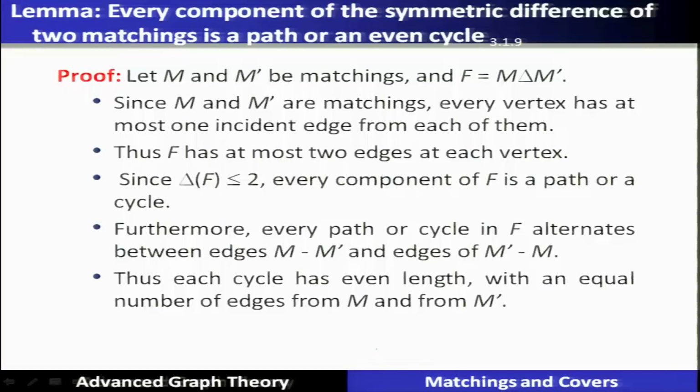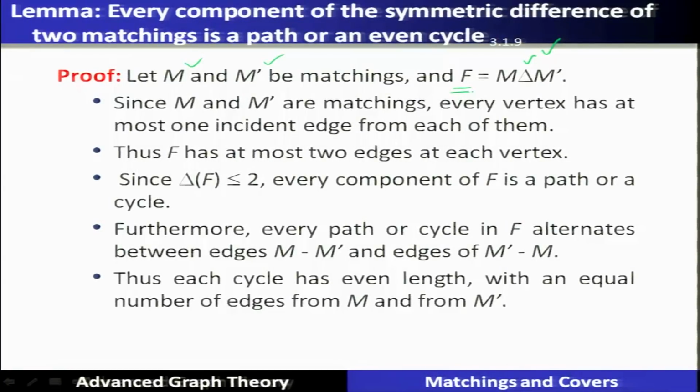Lemma: every component of a symmetric difference of two matchings is a path or an even cycle. That I have already shown you through an example. Let us see the proof. In the proof, let us assume M and M prime are the matchings, and the symmetric difference of M and M prime, let us say, is F. So, F is a graph which is the symmetric difference of two matchings in a given graph with the same vertex set.